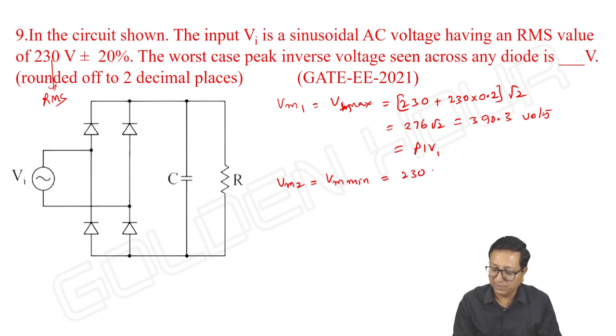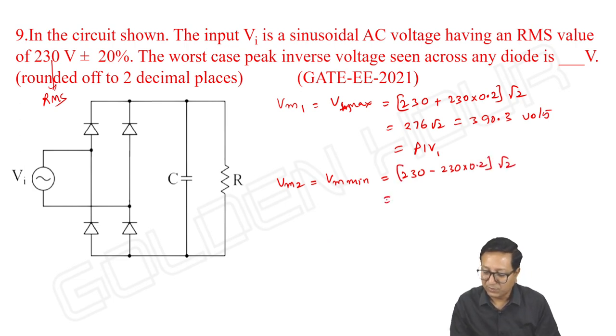So 230 minus 20%, 230 into 0.2 multiplied with root 2. So how much do we get? 230, 184 root 2. Okay, 230 minus 46. So 184 root 2. It is 260.2.